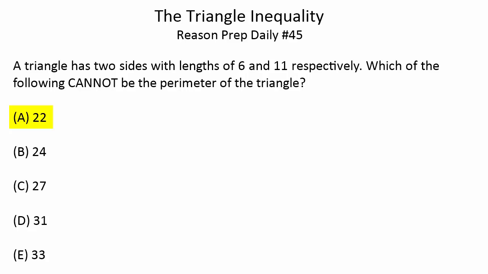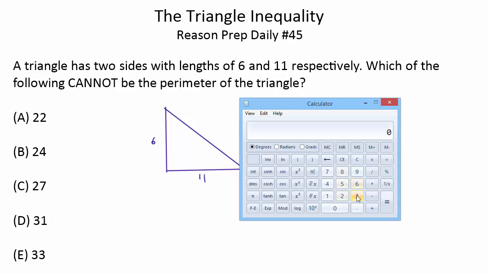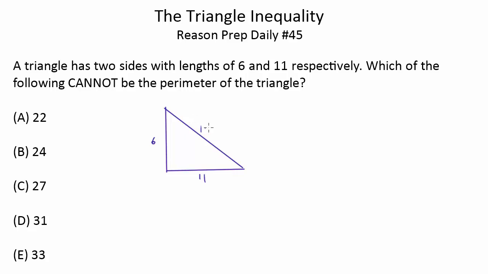Perhaps what some of you tried to do is set up a right triangle with these leg lengths. So you get 6 and 11, and then maybe you did the Pythagorean theorem. So you would do 6 squared plus 11 squared equals c squared. So you would do the square root of 36 plus 121. You'd square root that, you would get 12.5. And then you'd add these together and you get like 29 or 30, and then maybe say that D is closest. But there's a couple problems with this.